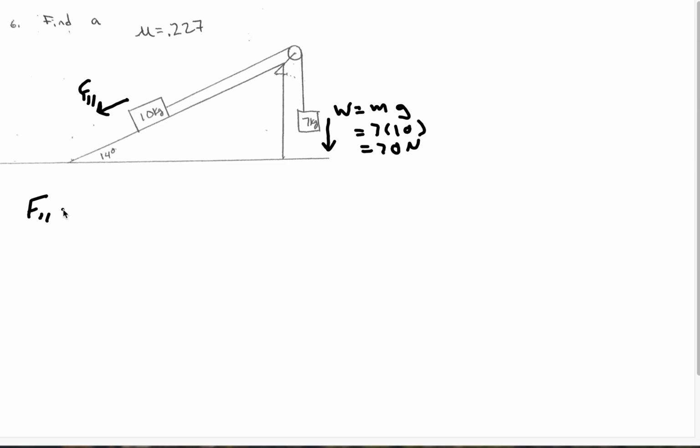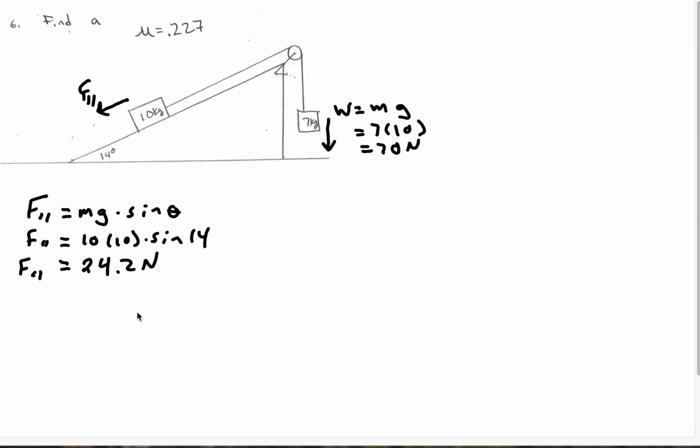So this parallel force, remember, that's going to be the weight times the sine of the incline. So that would be 10 times 10 times the sine of 14. Can someone tell me what that is? 24.2. Yep. And then I have a question. So when you do parallel, you use sine, and then when you do frictional force, you do cosine?